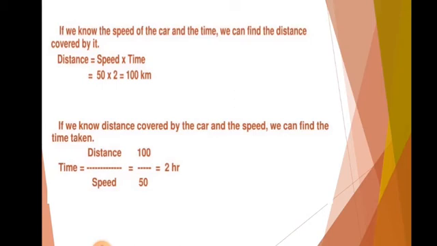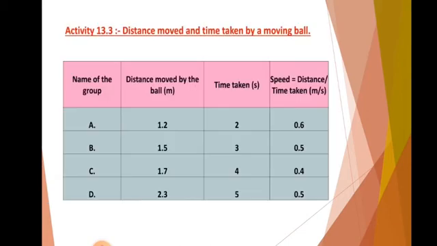Similarly, we can find the time also if we know the distance and speed. So, if the distance is 100 and the speed is 50, then the time would be 2 hours. So this way we can solve various examples of finding out speed.